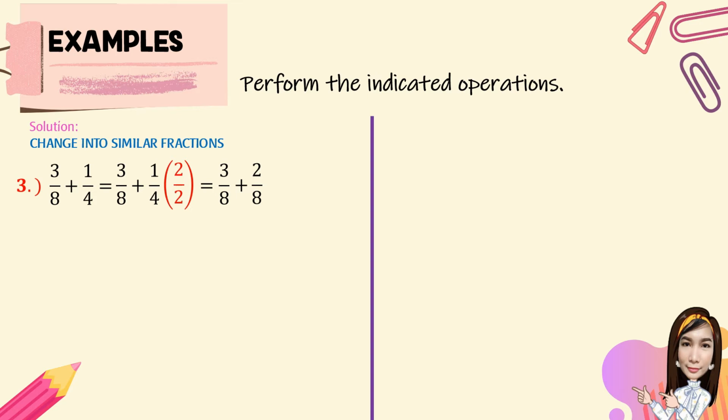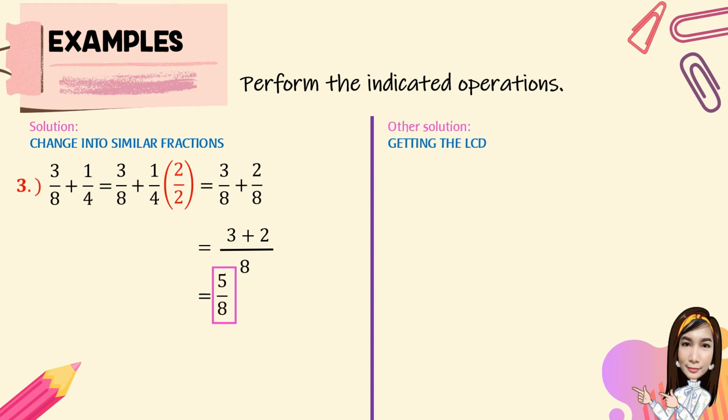Now, as you notice, we already have the same or like denominators. So we add the numerators, 3 plus 2, then copy the common denominator, which is 8. 3 plus 2 is equal to 5 over 8. And that is the final answer.